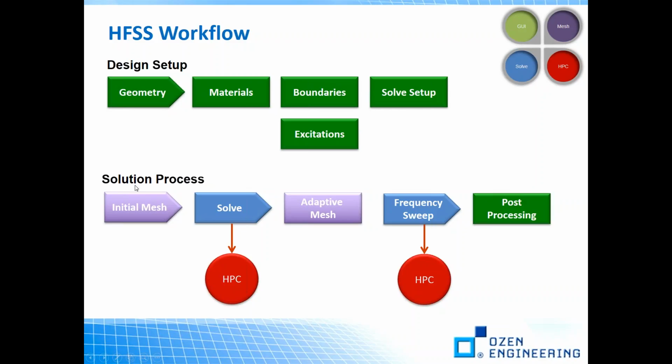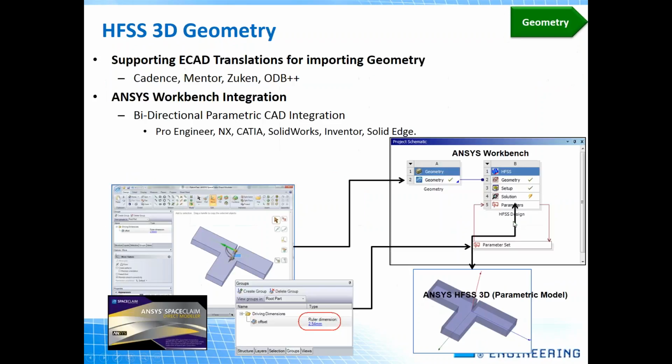When it starts solving, it starts with the initial mesh, and you can use the high performance computing (HPC) option to make it faster and save time. Then it goes to adaptive meshing, and after it converges, it goes to the frequency sweep, where again you can use HPC. In the end there is post processing, to see the results that you are interested in.